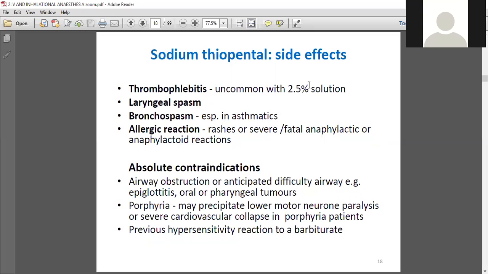Other side effects include thrombophlebitis, laryngospasms, bronchospasms, and allergic reactions. So we're talking about absolute contraindications: airway obstruction or anticipated difficulty in the airway, e.g. when the patient has epiglottitis or oral or pharyngeal tumors. Then porphyria, where it may precipitate lower motor neuron paralysis or severe cardiovascular collapse. Then a previous history of hypersensitivity reactions to a barbiturate.